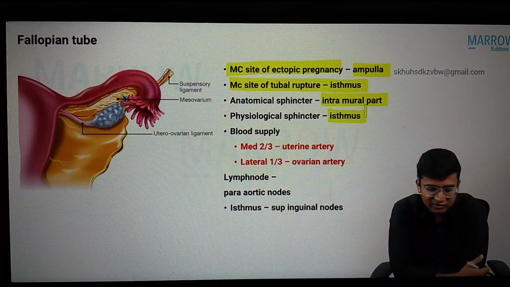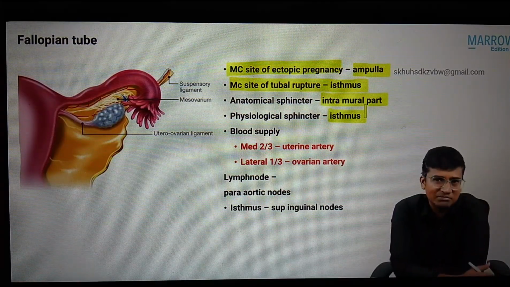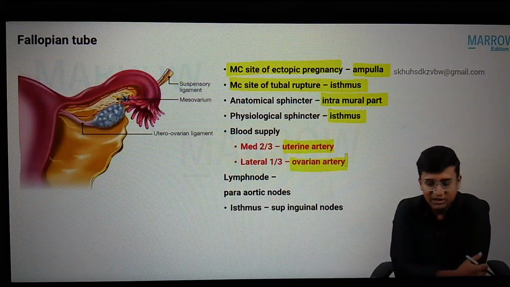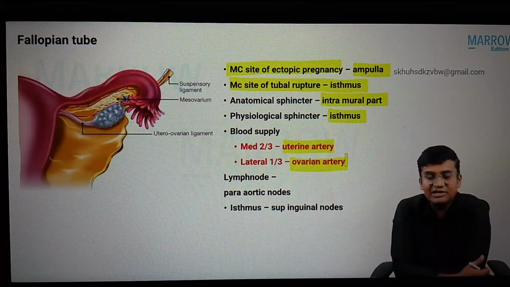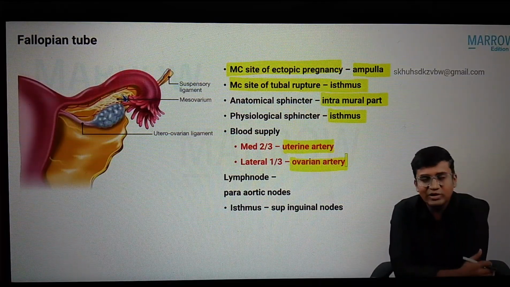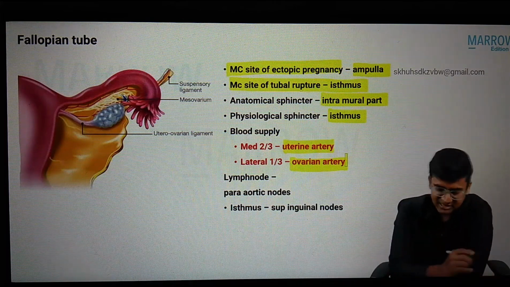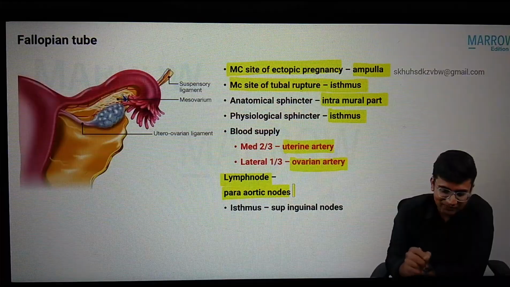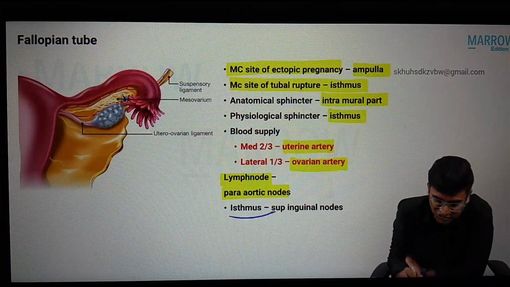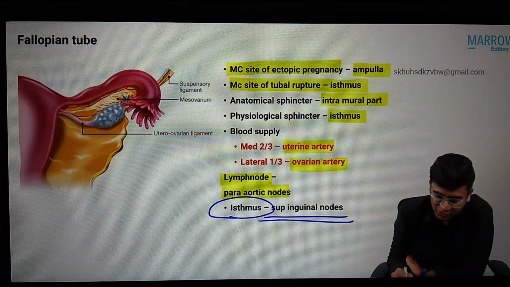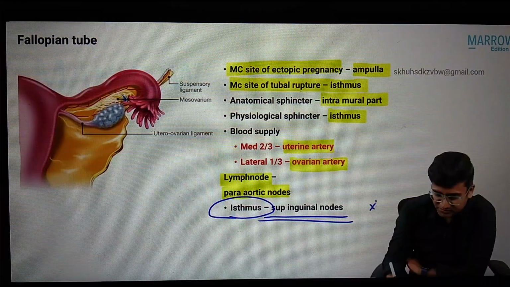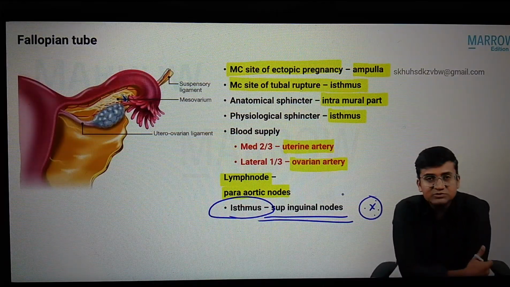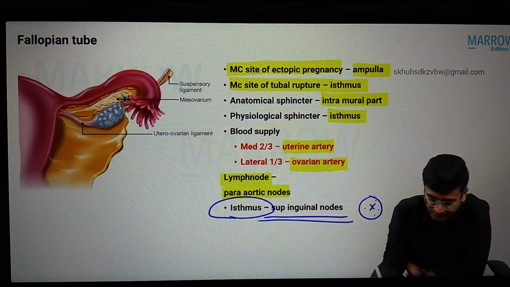Now, what is the blood supply of the fallopian tube? The fallopian tube is supplied by both the uterine artery and the ovarian artery: the medial 2/3 by the uterine artery and the lateral 1/3 by the ovarian artery. Next, lymphatic drainage: para-aortic nodes, but the lymphatics around the isthmus drain into the superficial inguinal nodes. This is very important. Okay, right. So these are the points you have to know about the fallopian tube.